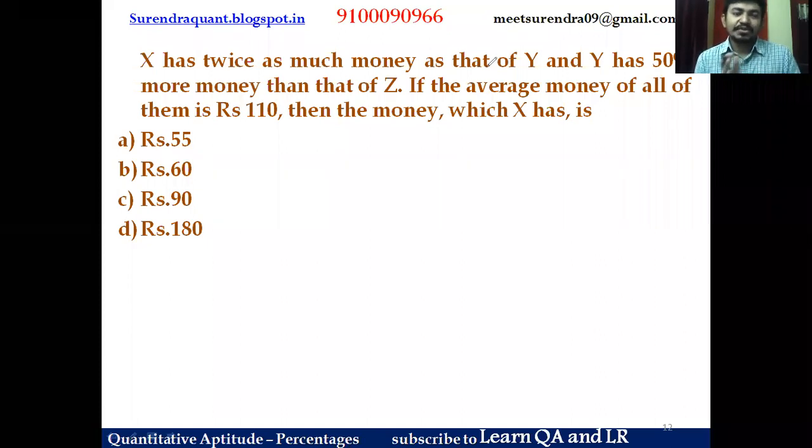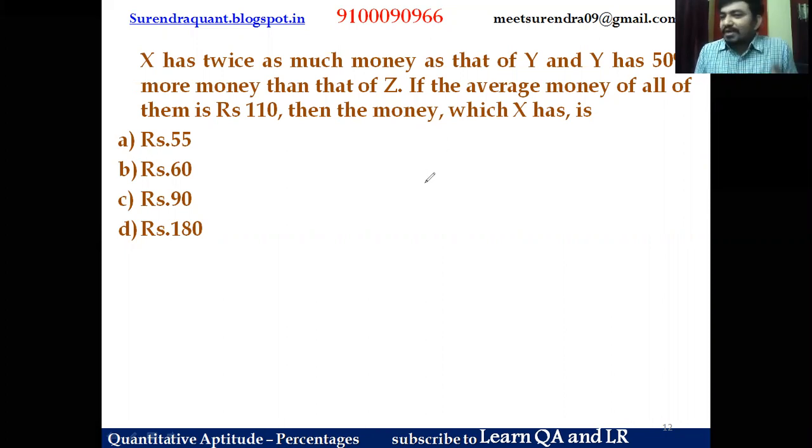Okay, now let's see this question. X has twice as much as that of Y, and Y has 50% more than Z. If the average money of all of them is 110 rupees, then the money which X has is what?